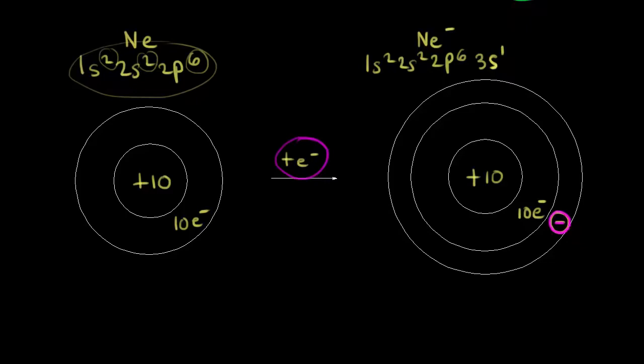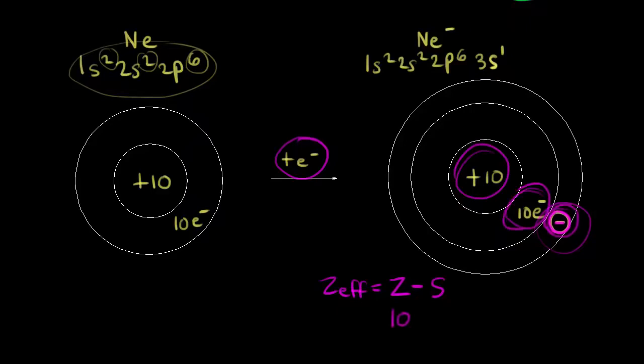But if you think about the effective nuclear charge that this electron in magenta feels, the effective nuclear charge is equal to the atomic number, or the number of protons, and from that you subtract the number of shielding electrons. Since we have 10 protons in the nucleus, this would be 10, and our shielding electrons would be 10 as well. So those 10 electrons shield this added electron from the full positive 10 charge of the nucleus. And for a quick calculation, this tells us that the effective nuclear charge is 0.